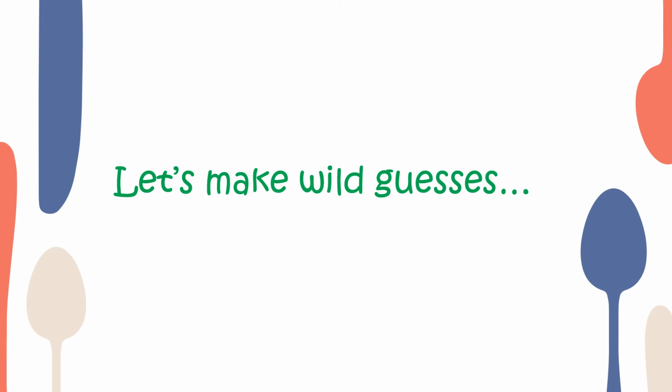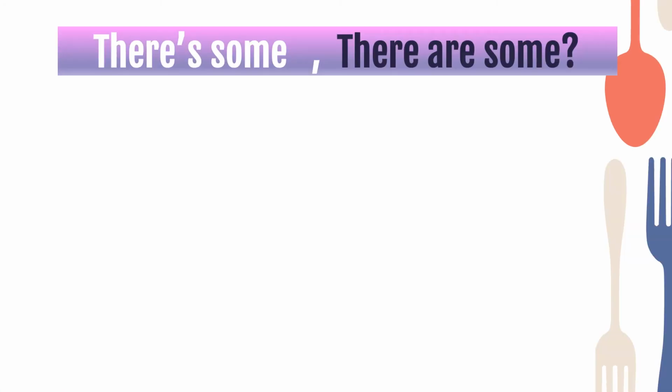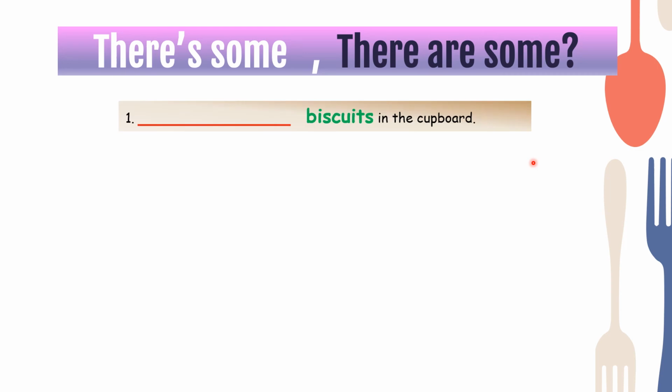Let's try to answer several fill-in-the-blanks questions together using the phrases there's some and there are some. Alright now class, in this section I'd like you to try to make wild guesses on answers to be filled in the blanks. There will be 4 questions altogether. Now let's have a look at the first question. The first question goes, blank biscuits in the cupboard.